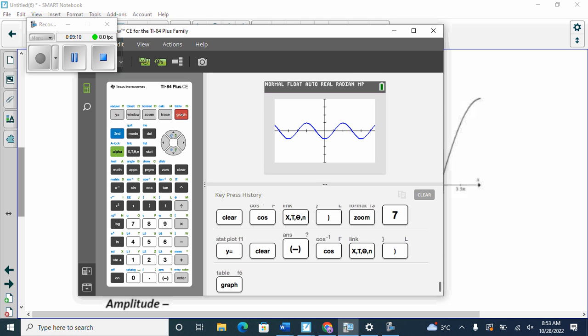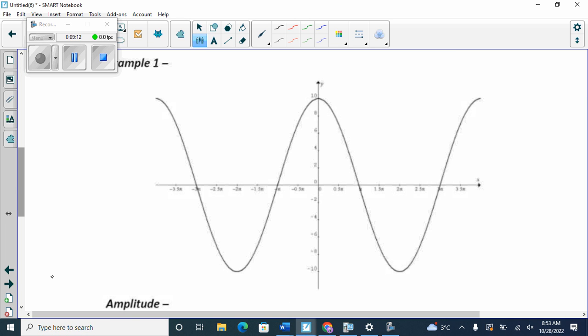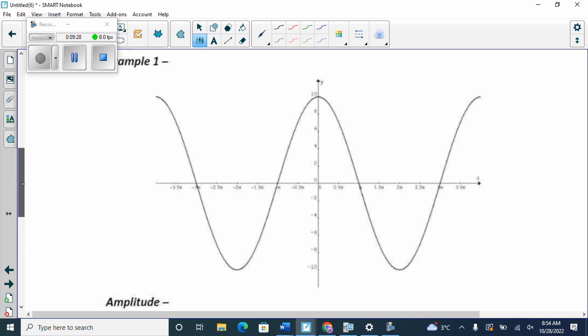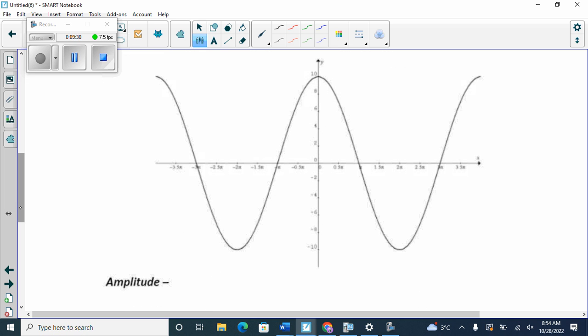All right, so we're going to look at minimums. All right, y equals, what's the only thing changing? Negative a. And obviously, our c. All right. Now what we got to put?